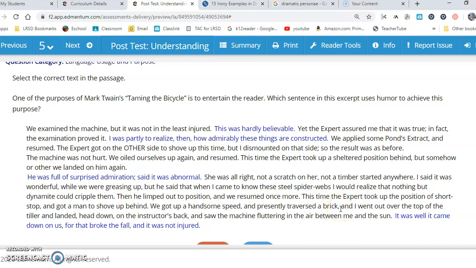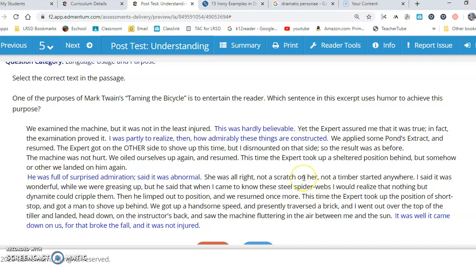This time the expert took up position of shortstop and got a man to shove up behind. We got up a handsome speed and presently traversed a brick and went over the top of the tiller and landed head down on the instructor's back and saw the machine fluttering in the air between me and the sun. It was well it came down on us, for that broke the fall and it was not injured.